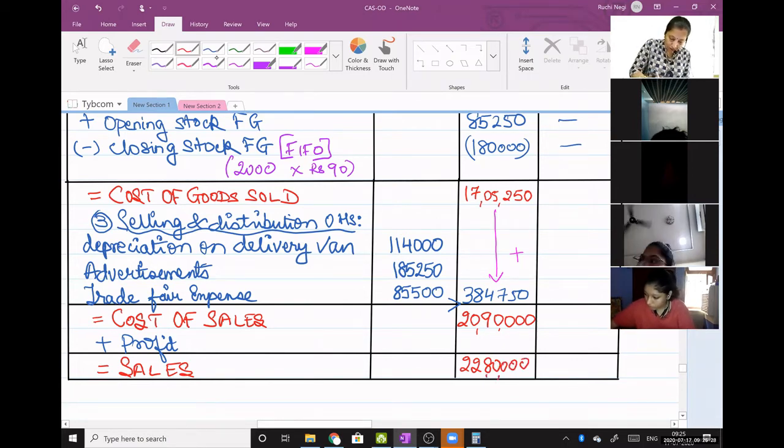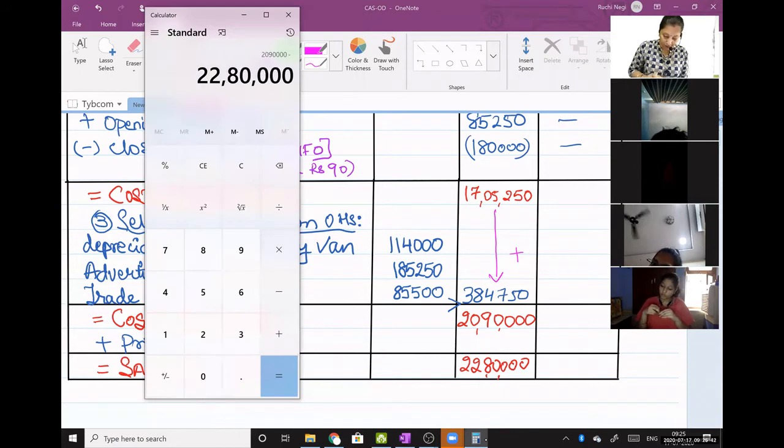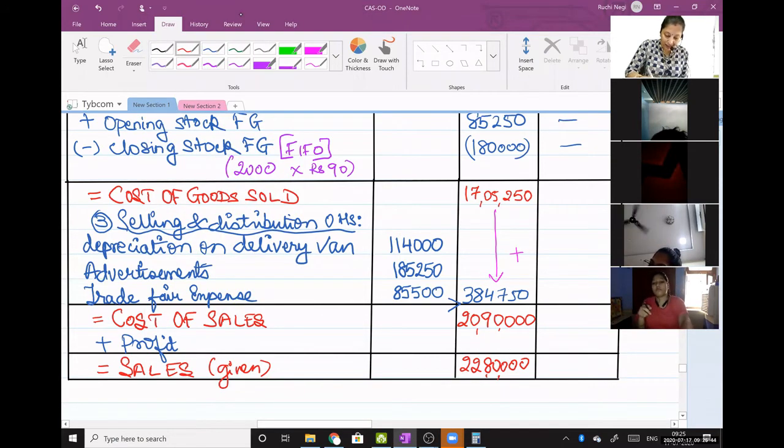Okay. So this is given. How will we get profit? Selling price minus cost price, sales minus cost price. So 22,80,000 minus cost. So the answer is 1,90,000. Now what?